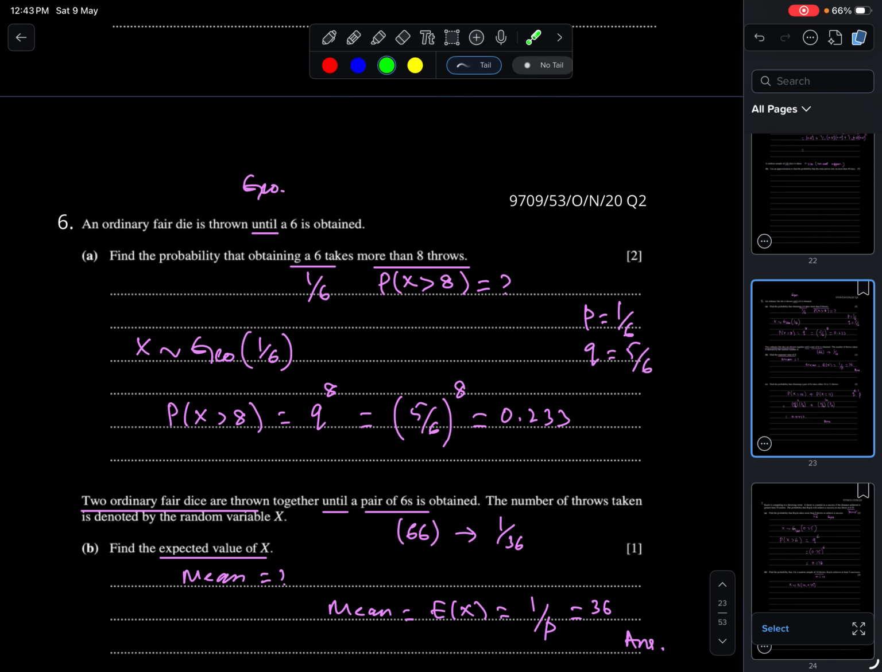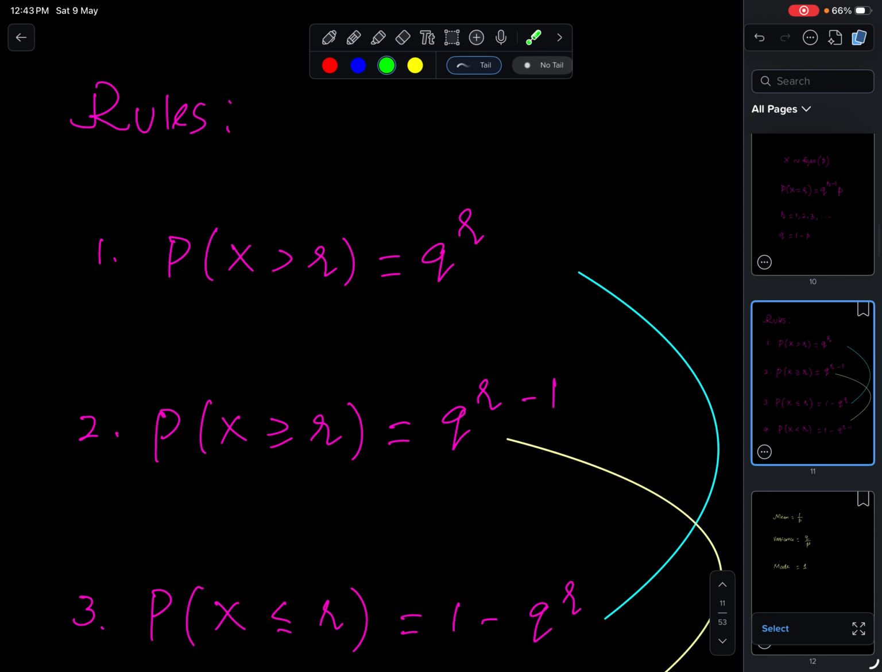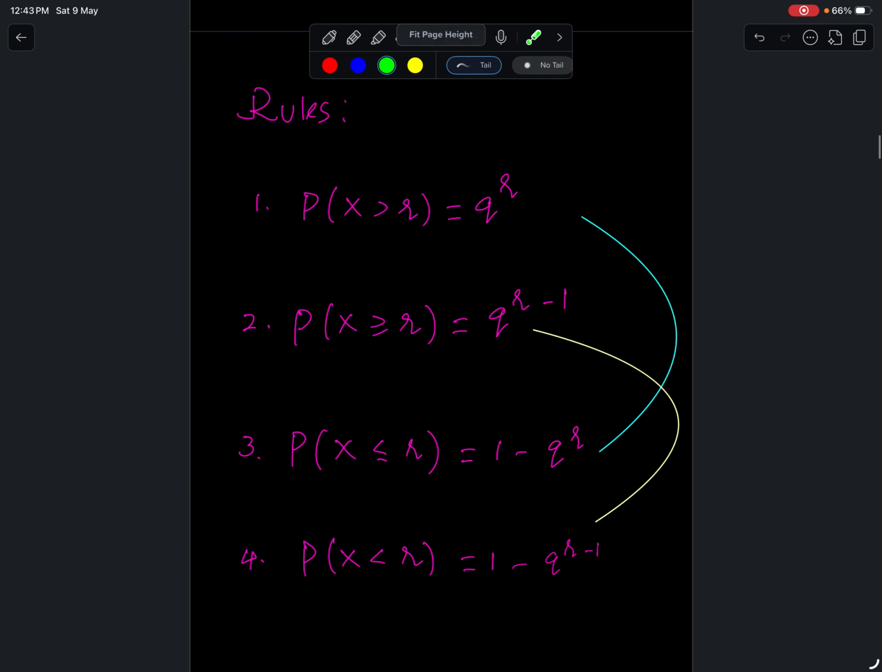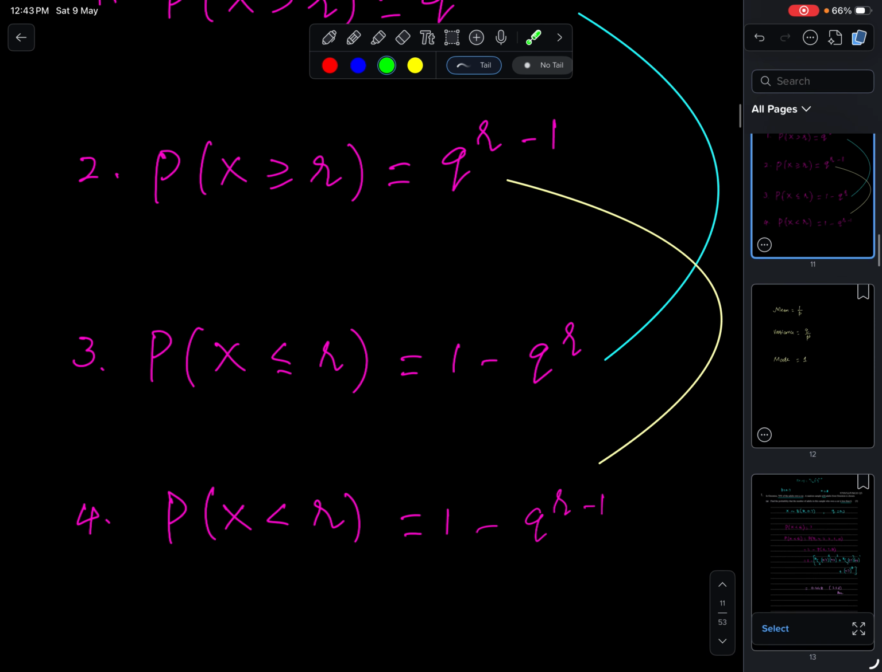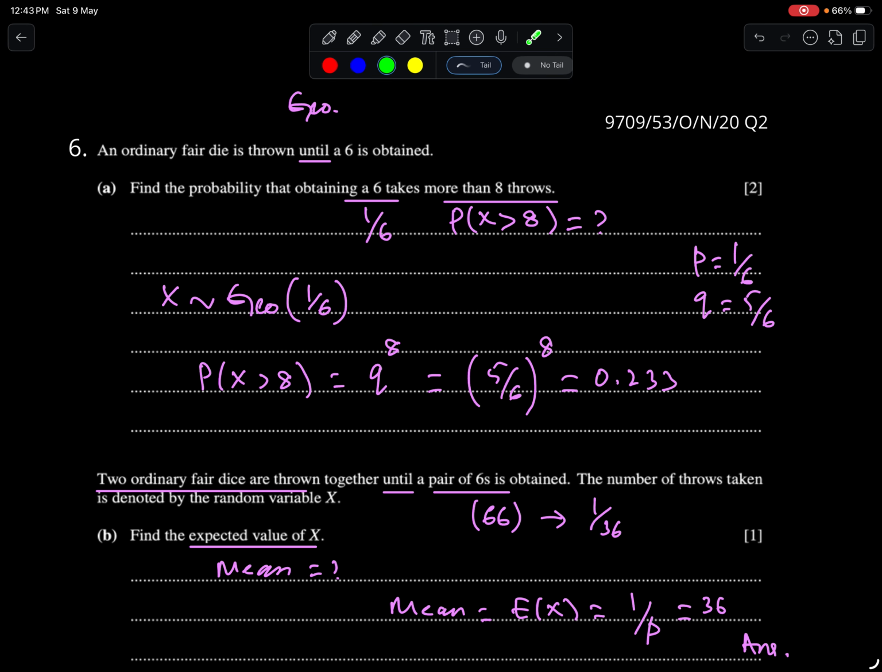Let me show you those rules again. We are on page 23. These rules are here. See, these rules are extremely important while solving the questions of geometric distribution. We must know these rules. These rules make the calculation very simple. So greater than r, q power r. We did this one in the last question. So r minus 1. Page 23. This is here.